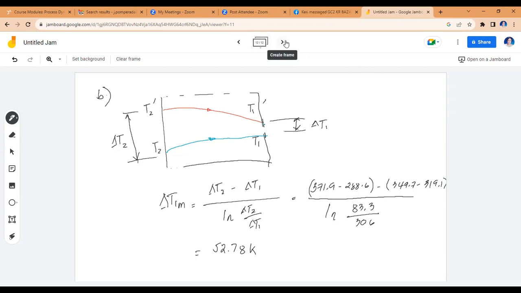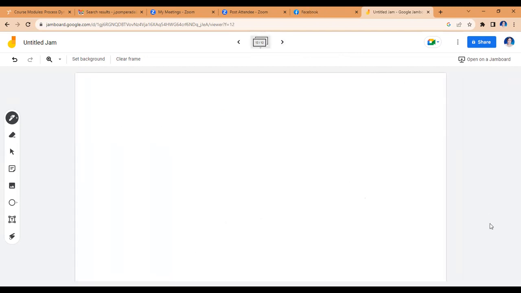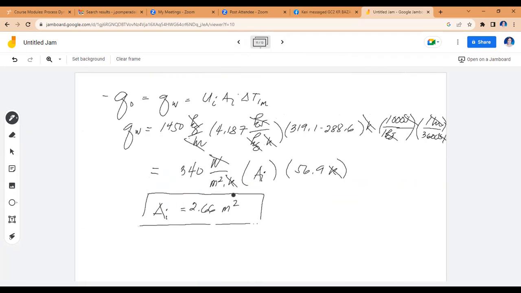Now, of course, you're going to solve again your Q based on that. UA delta T log mean. You can have any of the Q again here, but since we used water a while ago, so we did not get the value here. We'll get it. 1,450 multiplied to 4.187 multiplied to the difference of 319.1 and 288.6. And we have the conversion units.